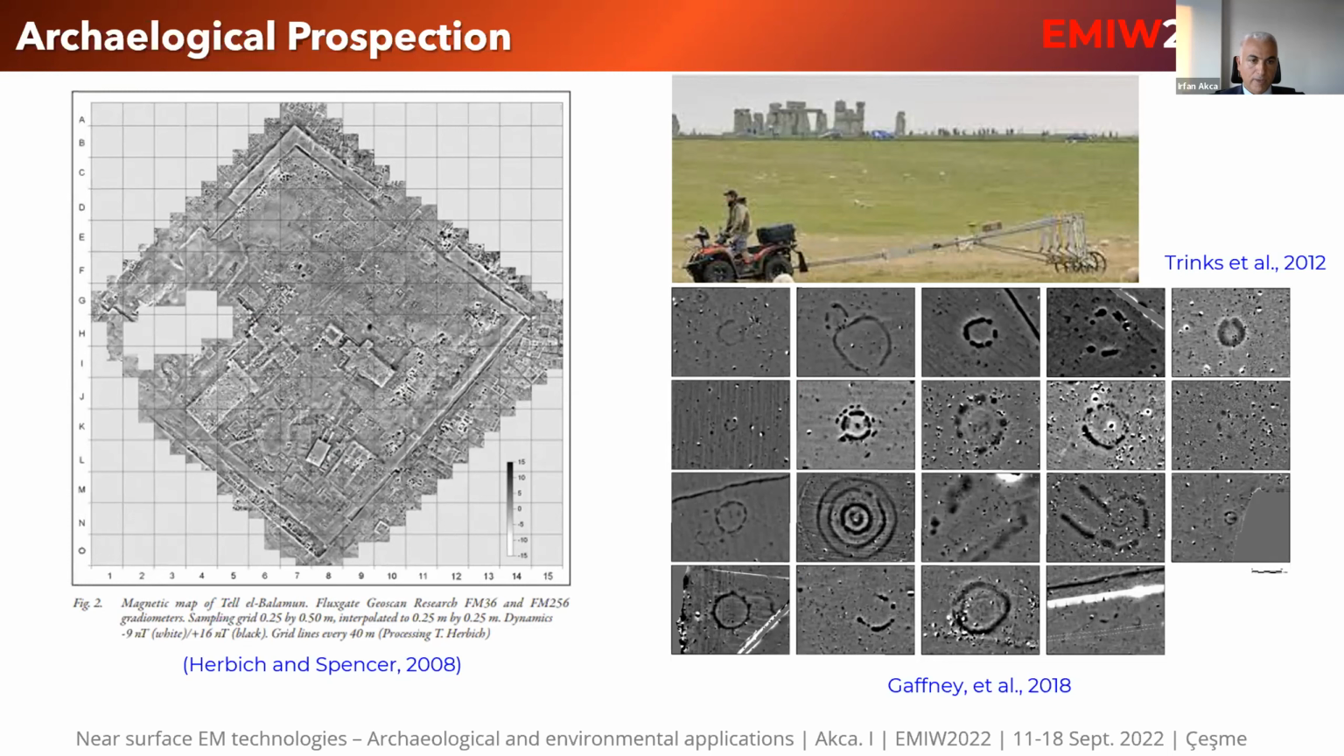so you can clearly see the whole site for evaluation. The one on the right is from Stonehenge in England, and the maps here are showing other structures around Stonehenge.